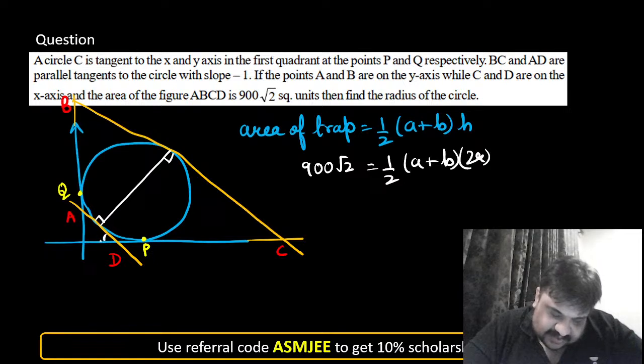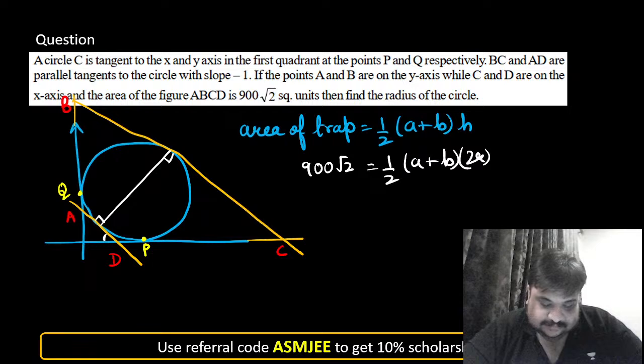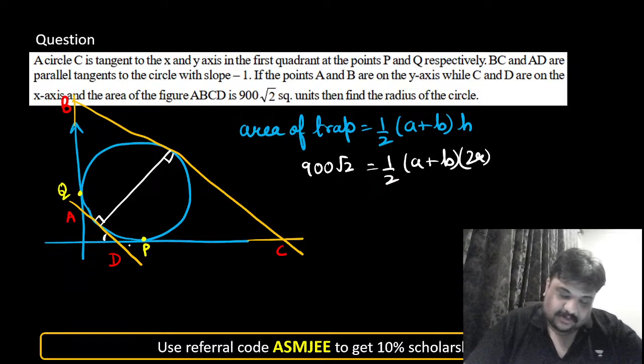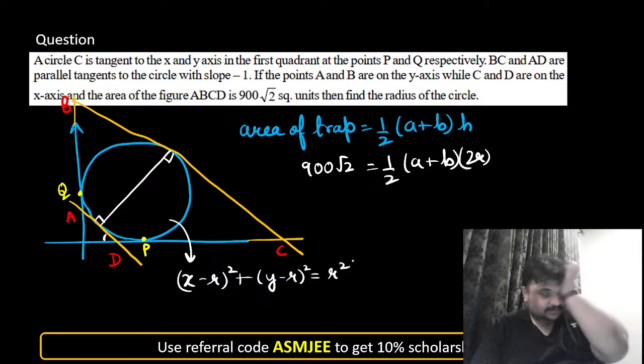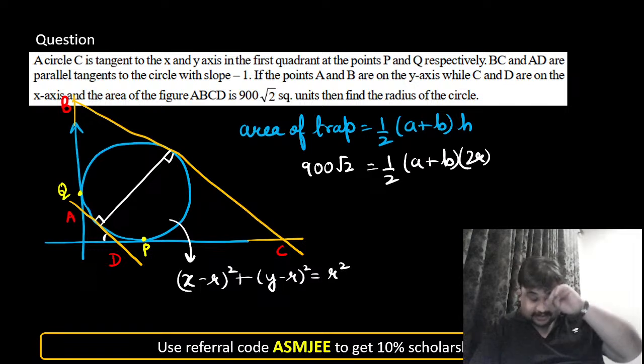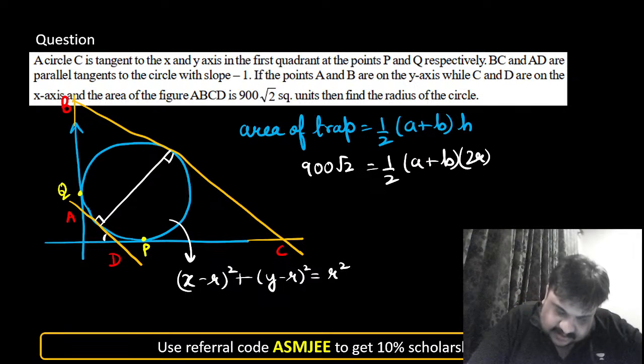This is 45 degree. Okay, so this is the circle: x minus r whole square plus y minus r whole square equal to r square. This is the circle, right? Center is r comma r. Radius is also r. Right? The center will be r comma r.